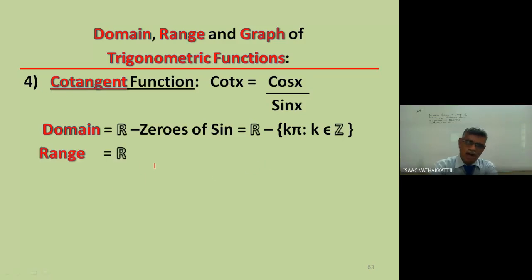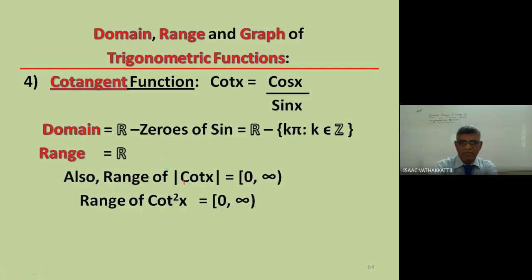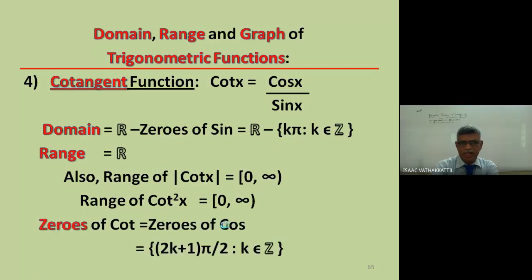Range of cot is also R. We know range of tan and range of cot both are the set of real numbers itself. If it is mod cot x, the range will be 0 to infinity, and the range of cot squared x is also 0 to infinity. Zeros of cot, a fraction is 0 when the numerator is 0. Cos x is 0 when x is odd multiples of pi by 2, so zeros of cot is as good as zeros of cos, that is the set of (2k plus 1) pi by 2, k belongs to Z, which will be the zeros of cos function.